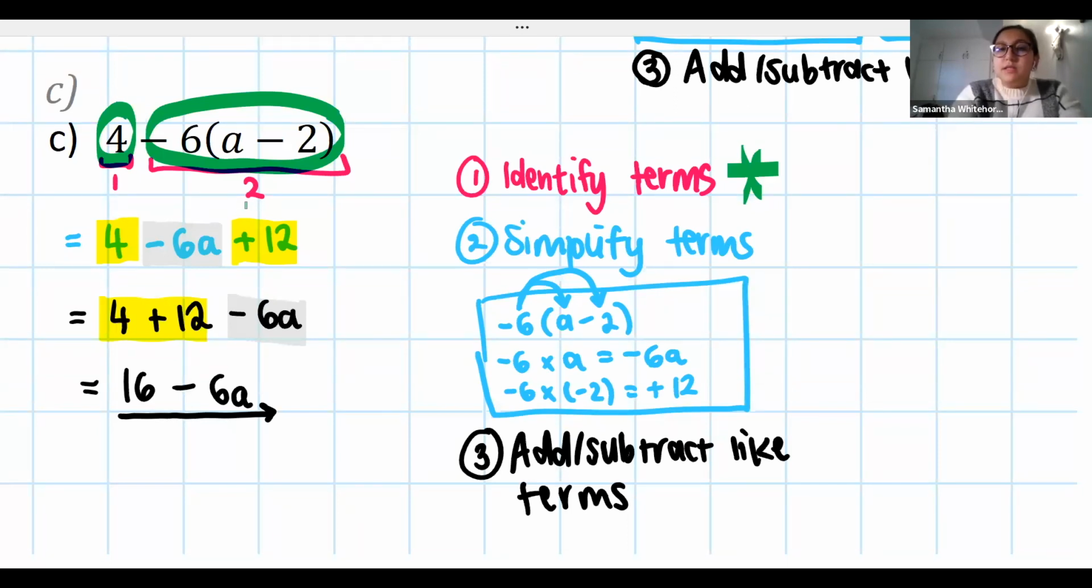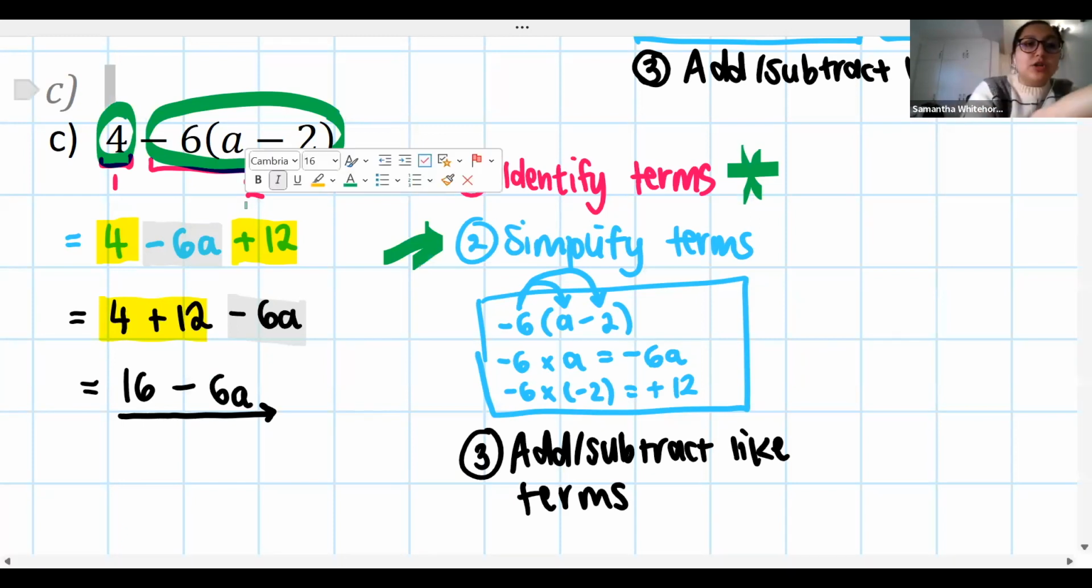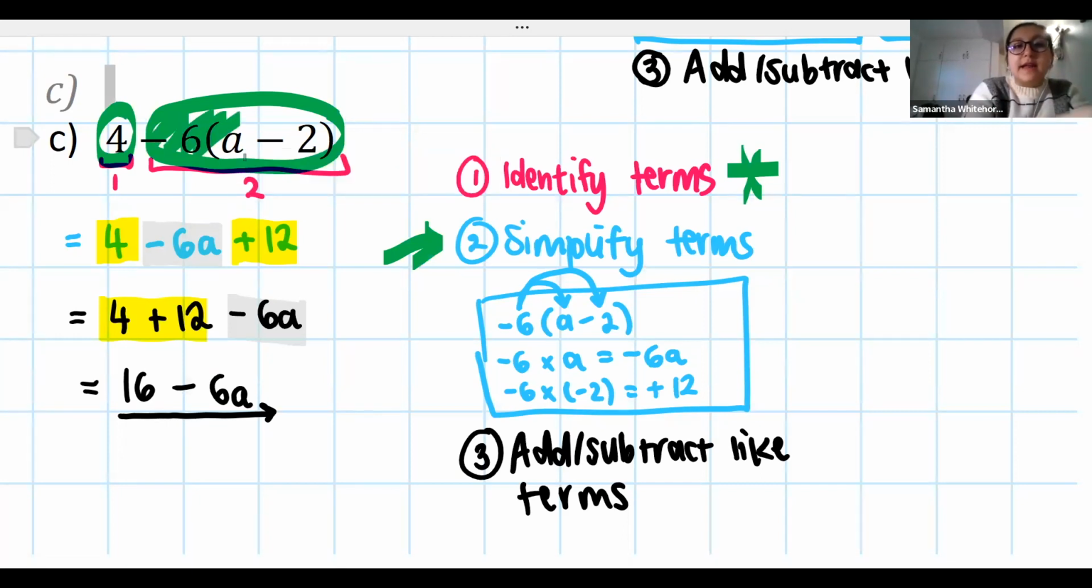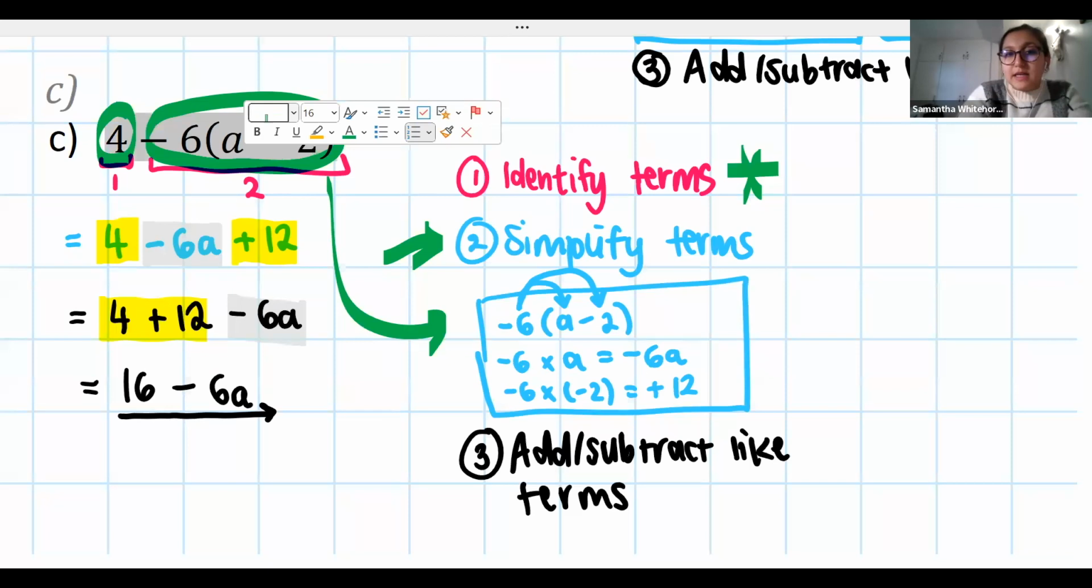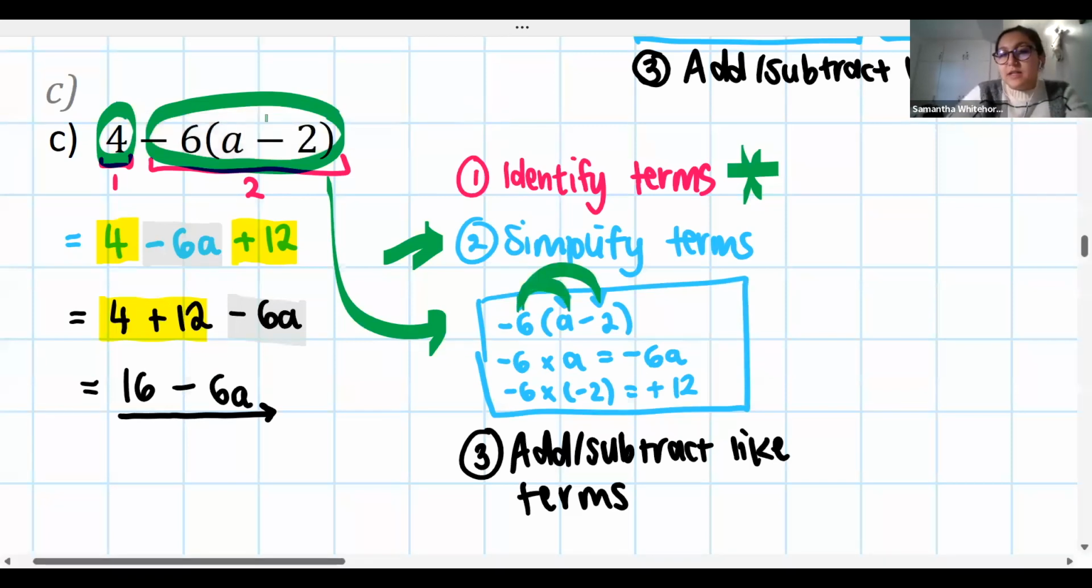We then move on to step 2, which tells us to simplify our terms. 4 is 4. I can't do anything with 4. I leave it. I move on to simplifying this -6 times a minus 2. So if you go here to this block, that's exactly what I've done. I went and I distributed the -6 into the bracket. So there's your answer to where does 12 come from.